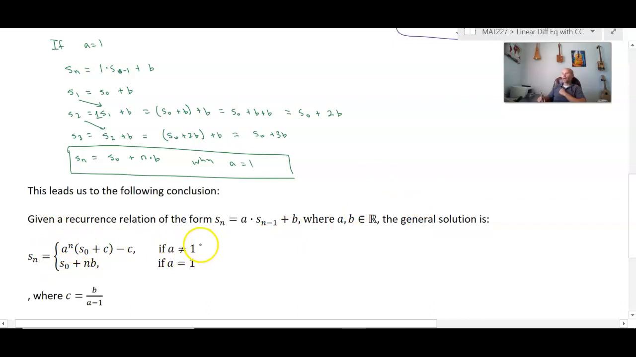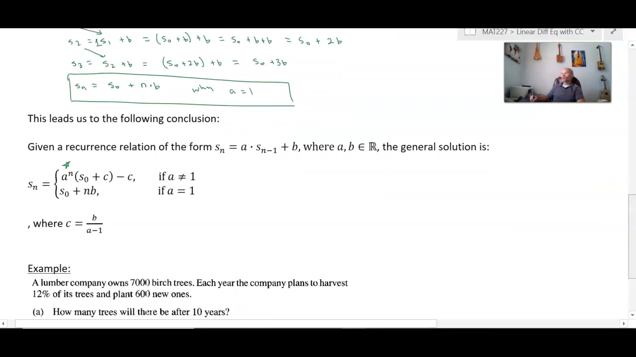If a is not 1, it is equal to S0 plus n times b if a is equal to 1. And then we called this value of c just only for the purposes of making that expression here look cleaner. We've just replaced b over a minus 1 with c. Now be cautious, the plus c and the minus c here don't cancel out because this c inside the parentheses gets multiplied by the a to the n.